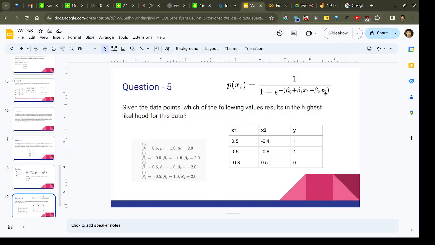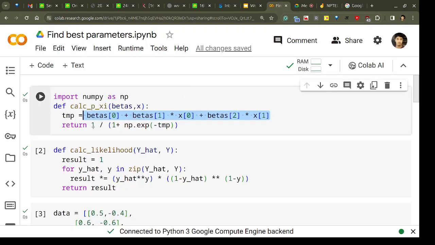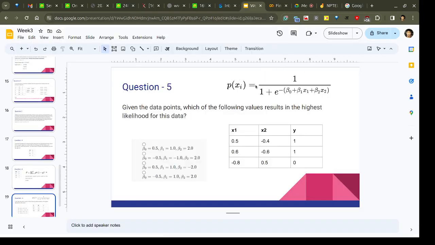After calculating this part, what do we have to do? 1 divided by 1 plus e to the power minus that part. So we are doing that, 1 divided by 1 plus e to the power minus of that. So if we pass any value to this function, it will calculate this equation.